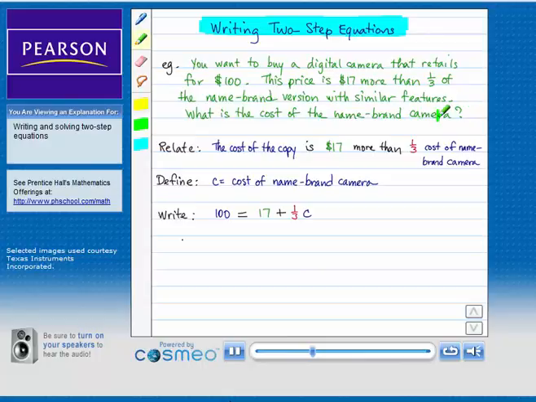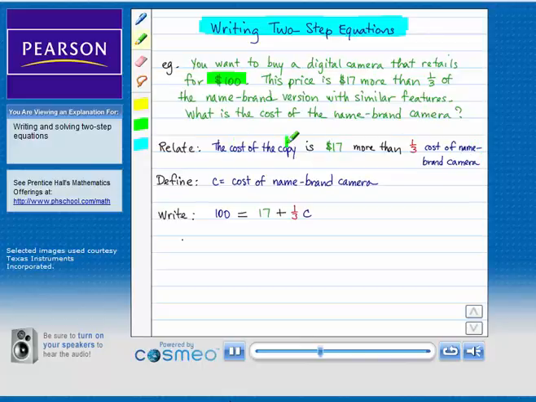Okay, well, the first thing that I'm going to do is just take this problem and see if I can write it into a simple word expression. I'm going to relate what is written into words that express what's going on. So the cost of the copy, which in this case is given, is 17 more than 1/3 the cost of the name brand camera.